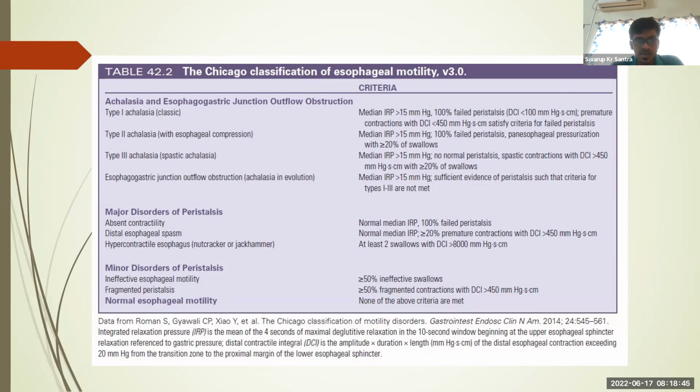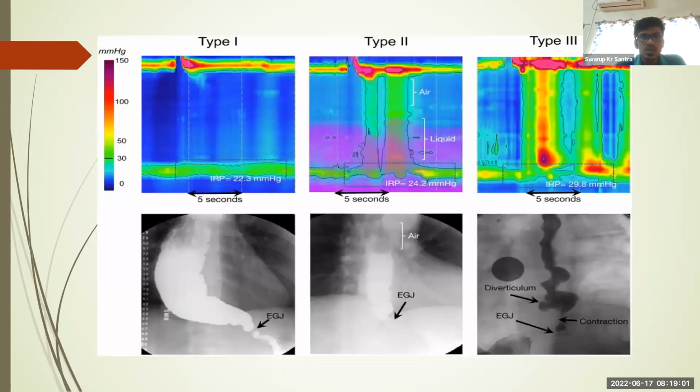And if those criteria are not met, it comes into the minor disorders of peristalsis, in which more than 50% ineffective swallows or fragmented contraction is noted. And here are some pictures. This is type 1, type 2, and type 3 achalasias with the manometric high resolution manometries and barium swallows.